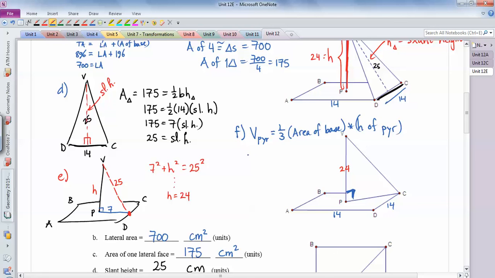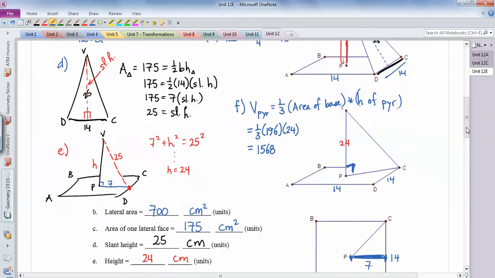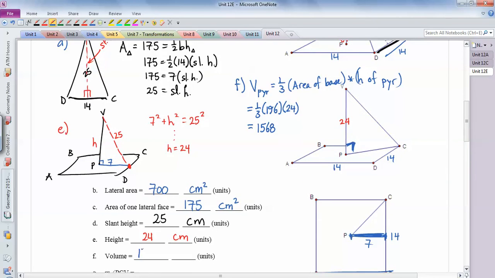Well, we have all these things. The area of the base was 196, 14 times 14, and the height is 24. And if you multiply those guys together, you get 1,568. So let's go ahead and tack that on down here. 1,568. And this would be cubic centimeters because it's a volume.